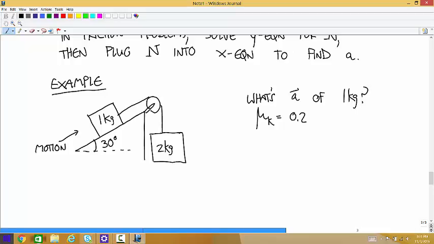Also, when I isolate the block that's on the incline, we're going to use this coordinate system that we've just been talking about. But when we isolate the hanging mass, we're going to use a standard coordinate system.